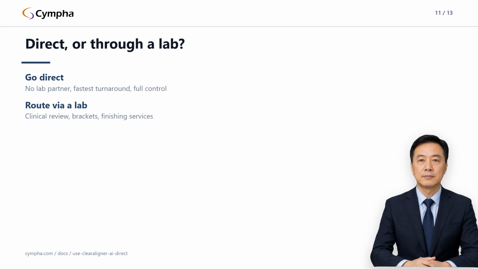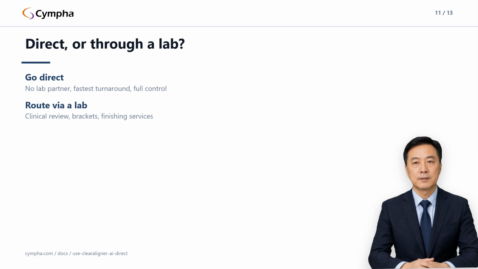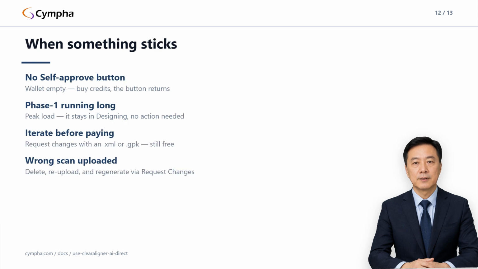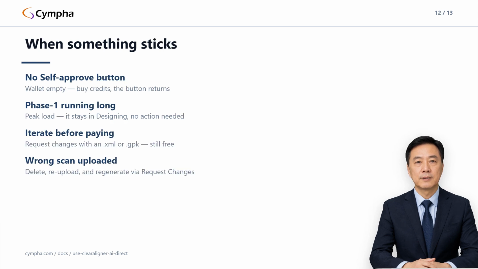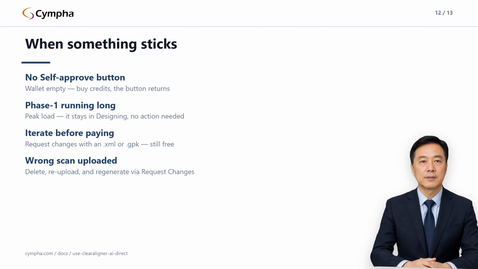Now some troubleshooting situations. The self-approve button isn't there and you see Buy Credits to Dispatch instead. Your wallet is empty. Click through, buy a pack, come back, and the button returns automatically. Phase 1 is taking longer than expected. During peak load, the central workstation can take a while to reach your case. It stays in designing until the plan lands, and there's nothing for you to do.